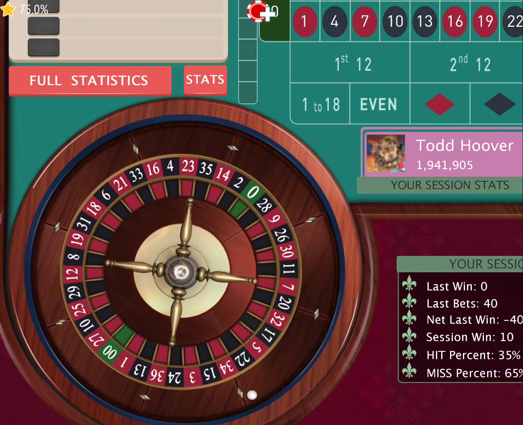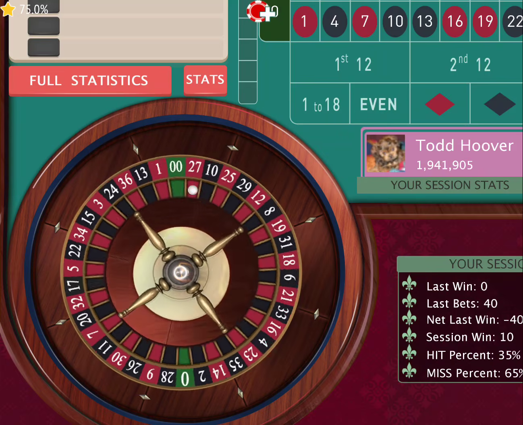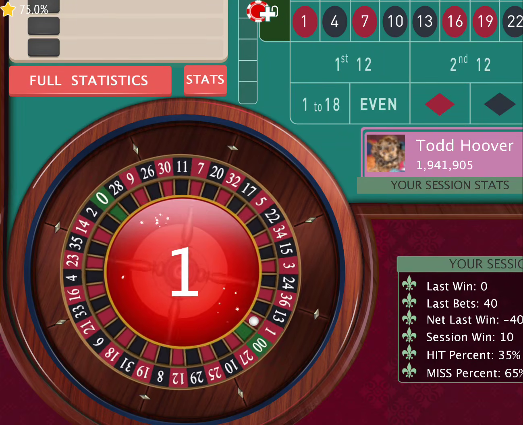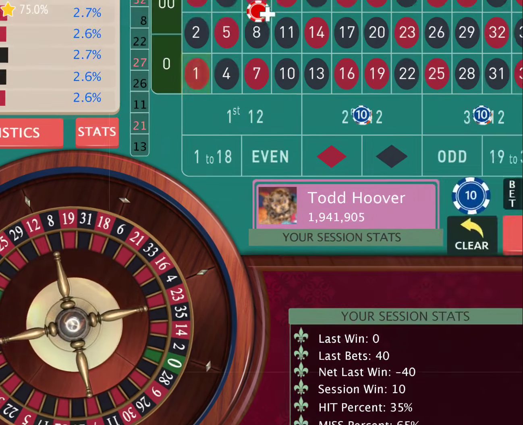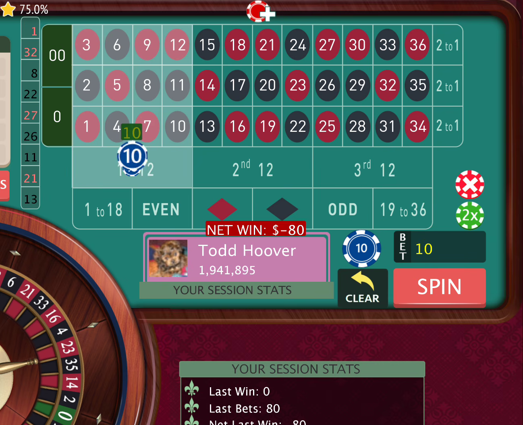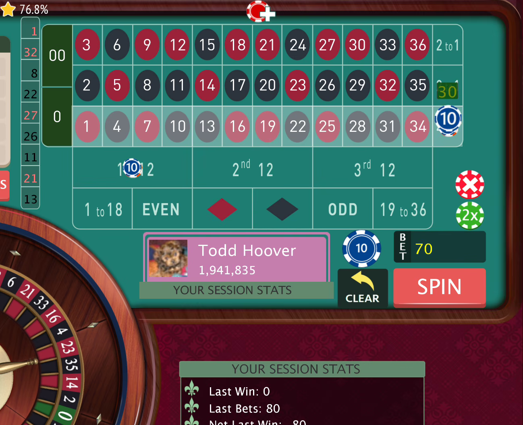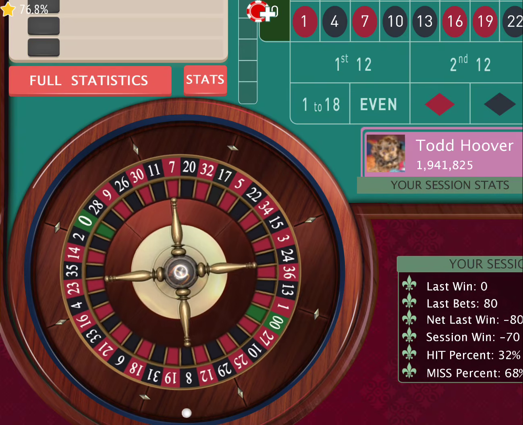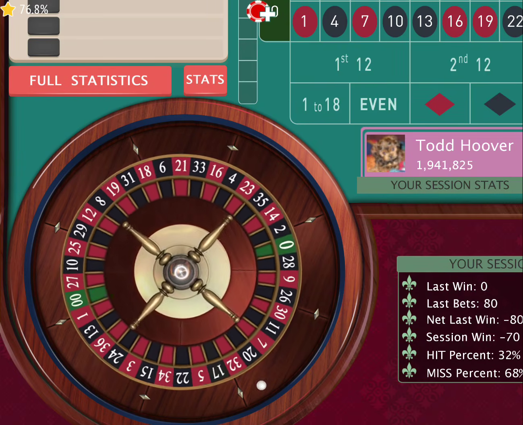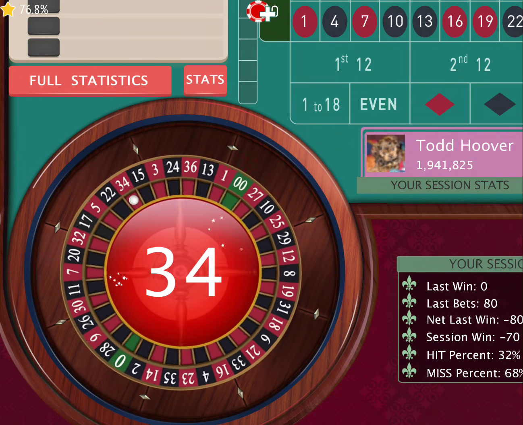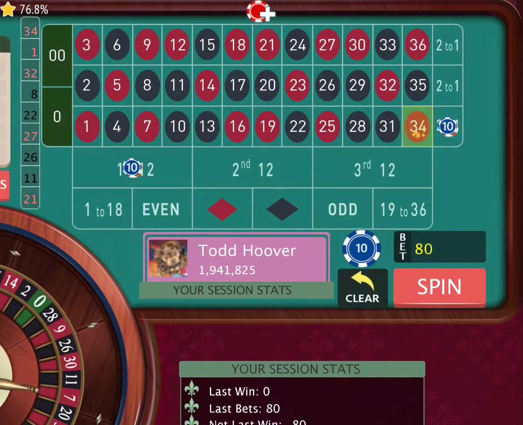And we're spinning. Get 2 wins. Might go for 3 wins here. Got to win one first, don't we? 10, 20, 30, 40. Okay, let's spin. Let's hit that jackpot. 1, 4, 7, 10. And 34. Well, we got one of them.